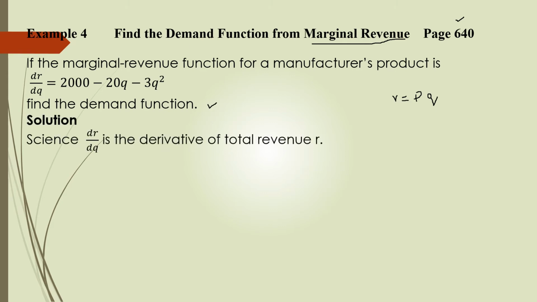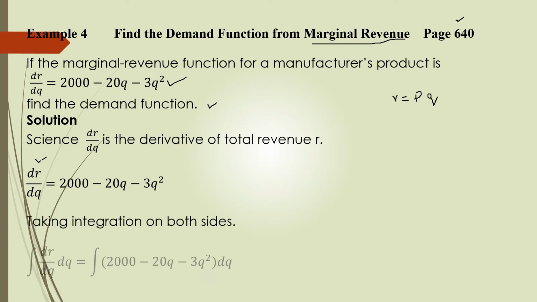Okay, so here just write down the given function again. I wrote down dr/dq is equal to 2000 minus 20q minus 3q^2. Here we need only the value of r. So to get the value of r, we will take its integration, taking integration on both sides. So in this step I took integration on both sides.